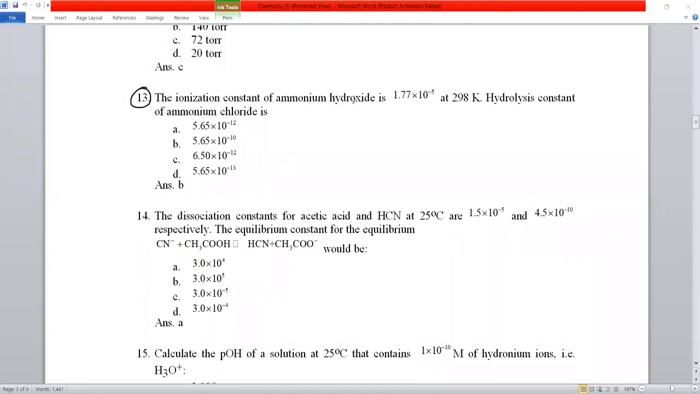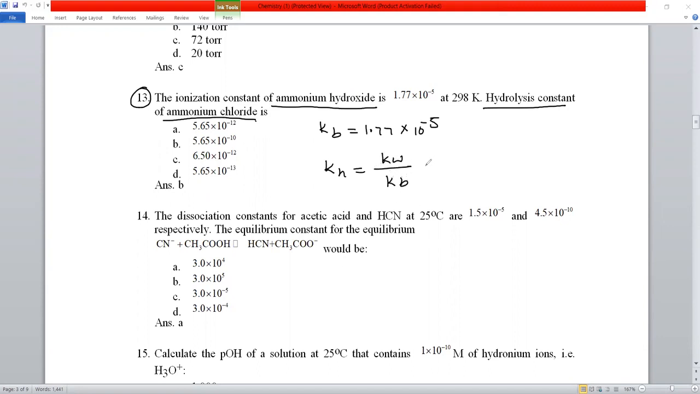The ionization constant of ammonium hydroxide. Ionization constant means ammonium hydroxide is a base, right? So Kb equal to 1.77 × 10^-5. And the hydrolysis constant of ammonium chloride: hydrolysis constant Kh equal to Kw by Kb, right?